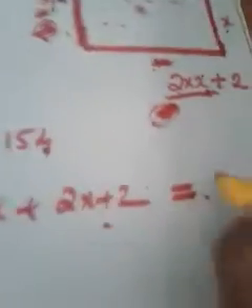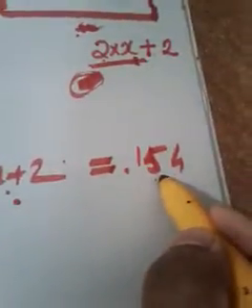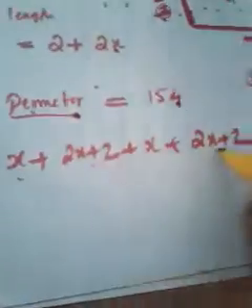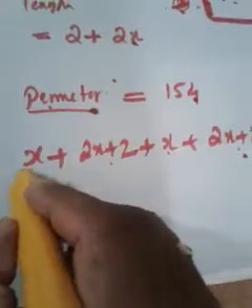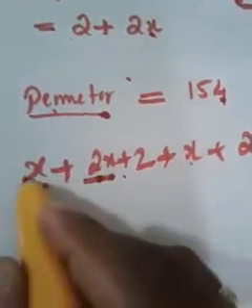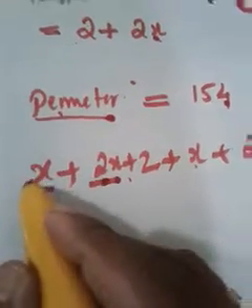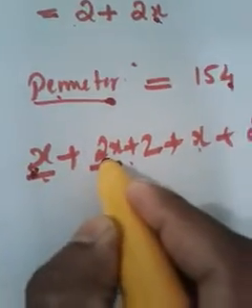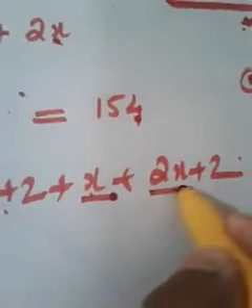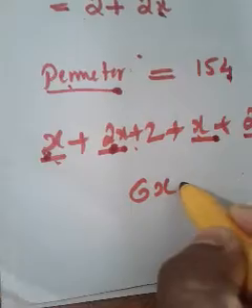That perimeter is given as 154. That means the sum of all sides will be 154, because it is given that the perimeter is 154. See, here it is x now. What is x plus 2x? 3x. Just like, x is nothing but 1x, so 1x plus 2x is 3x. Then 3x plus 1x, 4x. 4x plus 2x, 6x. So altogether I got 6x.